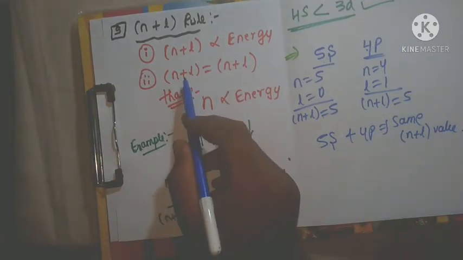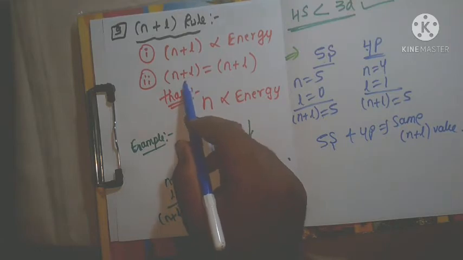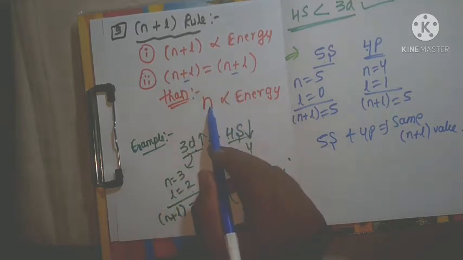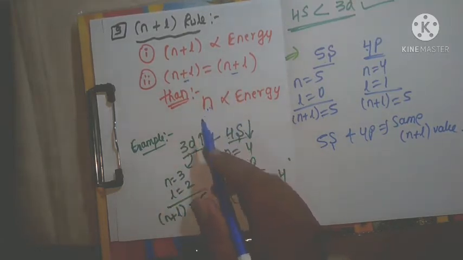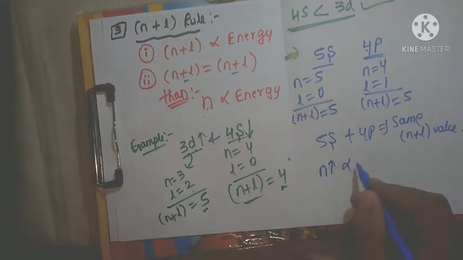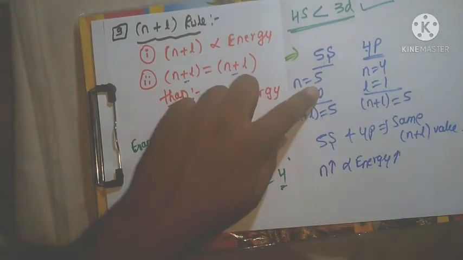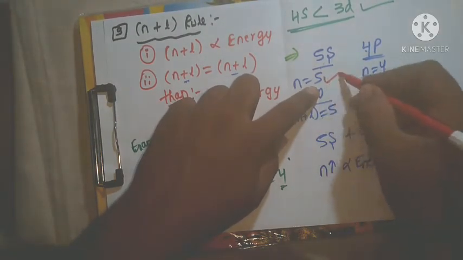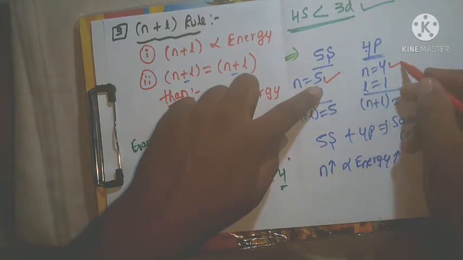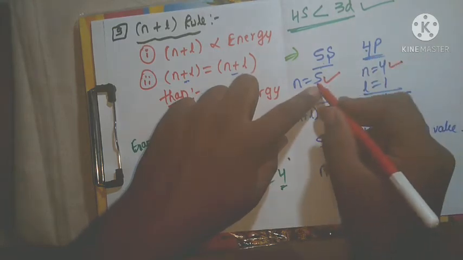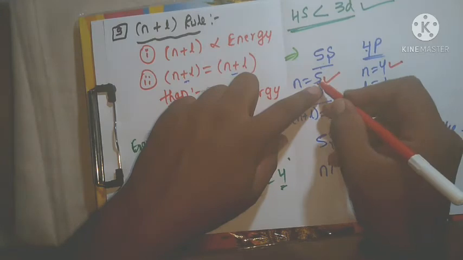I told you, if the orbitals or subshells have the same n plus L value, then go for n: the higher the n value, the more the energy. In 5s, what is the n value? 5. In 4p, what is the n value? 4. Therefore 5s has the higher n value.